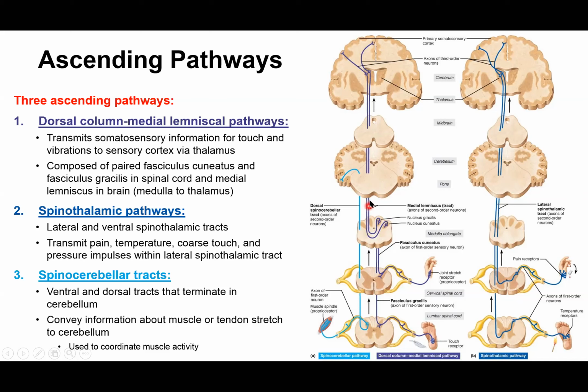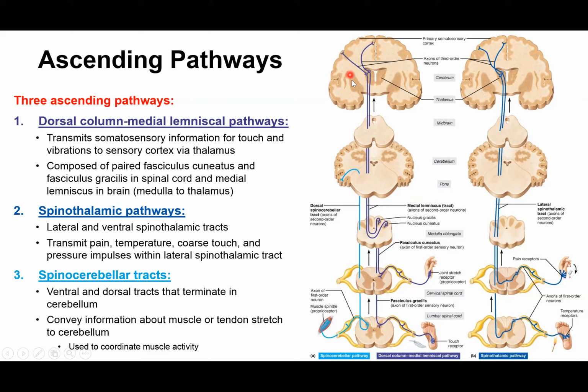This is the example. So in this example, the medial lemniscus tract, these are the axons of the second order neurons traveling up to the thalamus where they're synapsing on their respective third order neurons and then transmitting that sensory information to the area of the cortex that's going to be responsible for that particular body part.